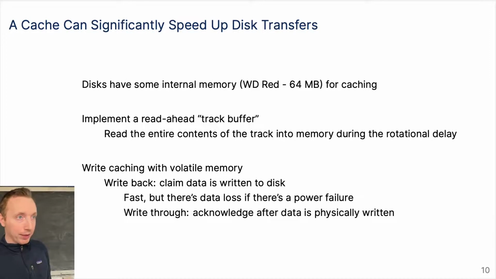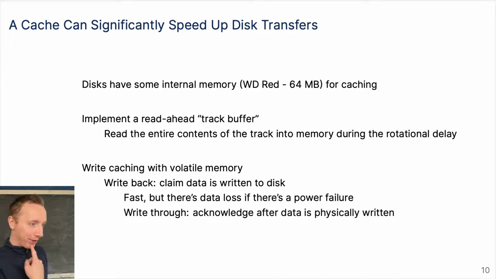So what we could do is, like we always do, just throw a cache onto it. So this is another cache we can talk about. Disks will have some internal memory on them, like a flash. For Western Digital Red ones, they have like 40 or 64 megabytes of cache. Basically, since the data is under the head anyway, it would just keep on reading it and filling up that cache.